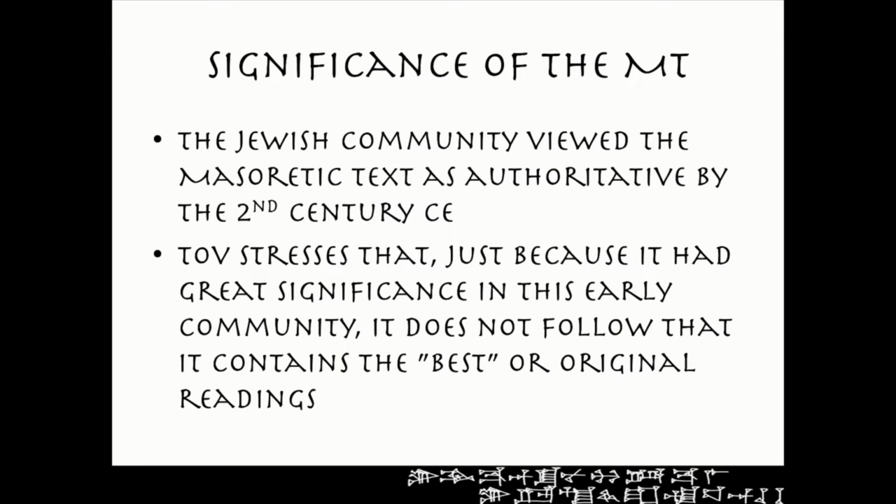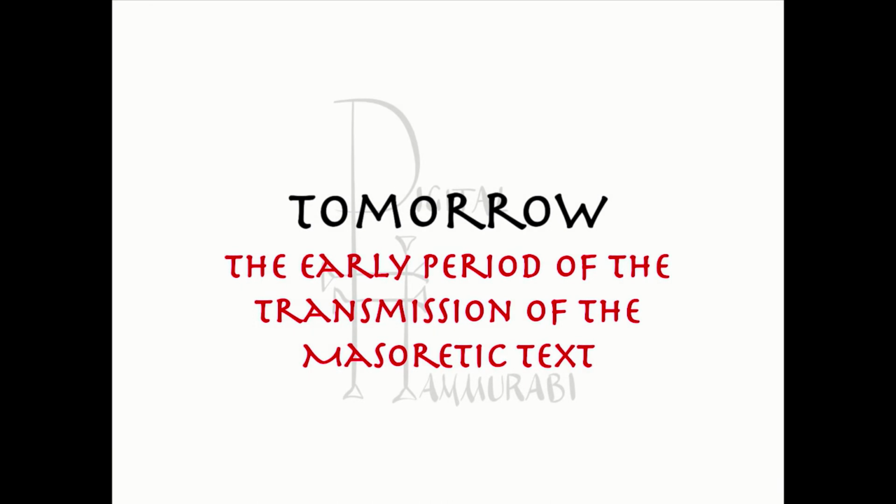So the Septuagint, the Syriac Peshitta, some of these other sources, the Latin Vulgate, they may contain better readings. You can't just say that because the Masoretic textual tradition was authoritative to the early Jewish community that means that it contains the original or the best readings. Tomorrow we're going to continue and we're going to look at the first of the 3 periods of transmission of the Masoretic text.